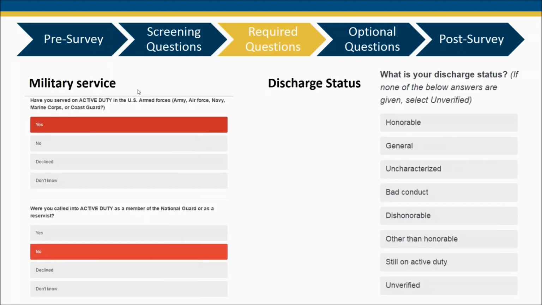The next questions are regarding military service and discharge status. These will help us understand the veteran status of the respondent. First, we ask 2 questions. Have you served on active duty in the U.S. Armed Forces? Second, were you called into active duty as a member of National Guard or as a reservist? And then the follow-up question is regarding discharge status. So we ask, what is your discharge status? If none of the below answers matches the answer given to you, you can select unverified.